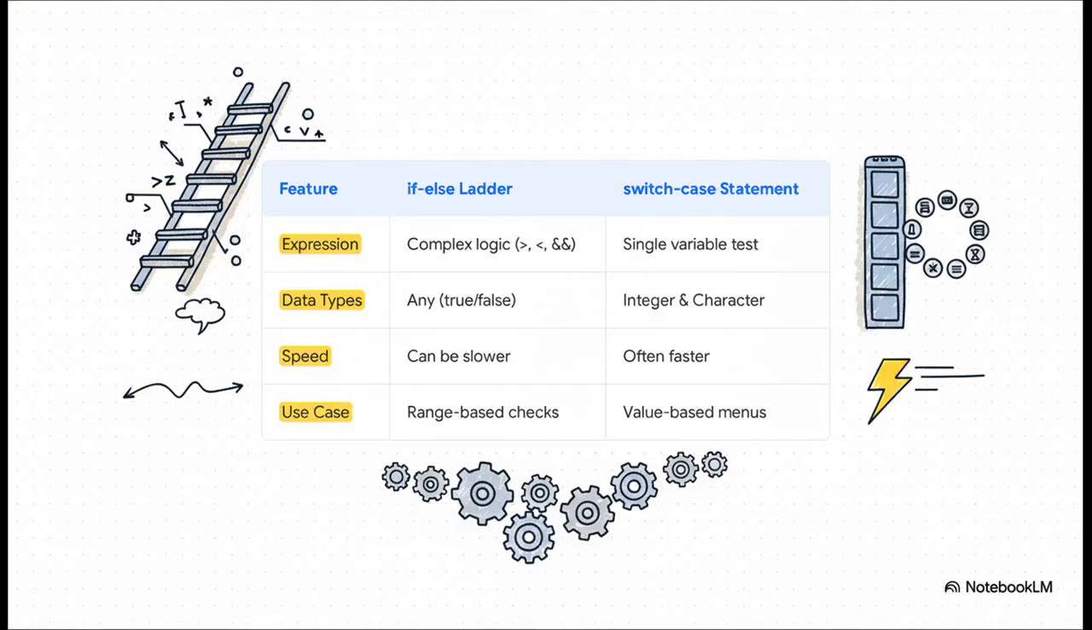So let's break it down. The if-else ladder, that's your flexible workhorse. It can handle all sorts of complex logic, like checking if a value is greater than something or less than something else. The switch statement is much more rigid. It only checks for equality. Is this variable equal to 5? Is it equal to A?